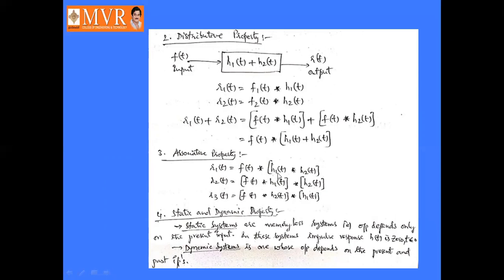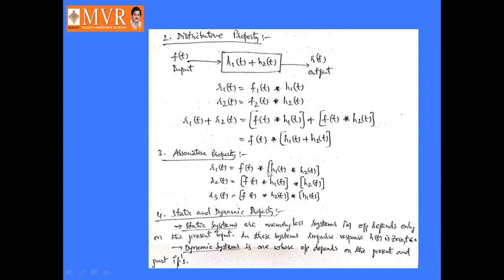Next one is the associative property. r1(t) is expressed as f(t) convolved with h1(t) convolved with h2(t), whole. These two are considered within square brackets. Similarly, r2(t) can be expressed as f(t) convolved with h1(t), this whole function convolved with h2(t). Similarly, r3(t) can be expressed as f(t) convolved with h2(t), whole, convolved with h1(t). This is called the associative property.